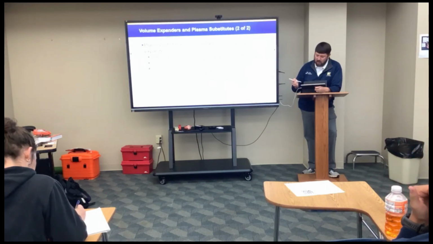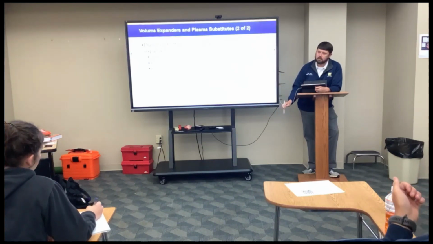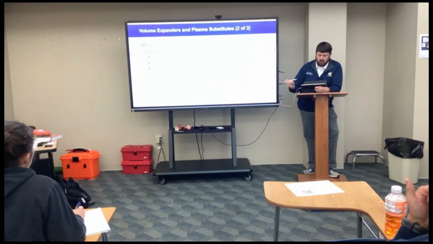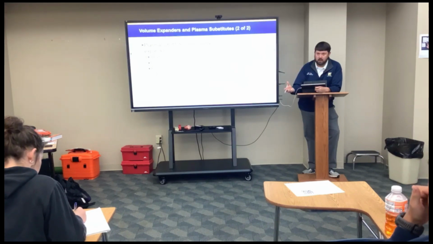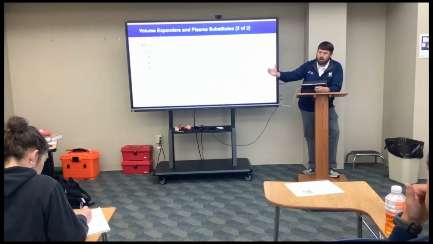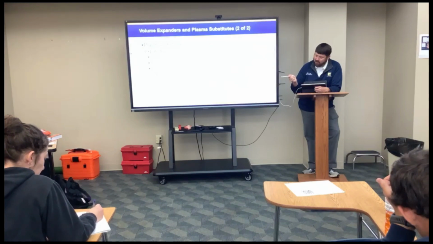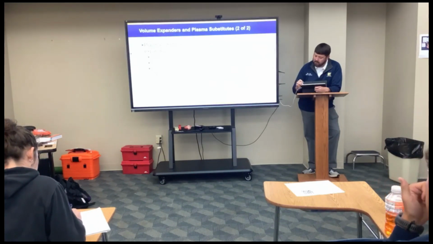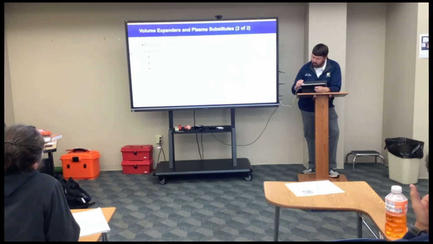Plasma substitutes, you may see dextran, which is a high molecular weight glucose polymer. It stays in the vascular space due to its large size. It has solute in it, right? Remember, it can't go across the semi-permeable membrane, and so it tends to coat red blood cells and may cause clotting problems in large quantities, and may also interfere with cross-matching of blood.